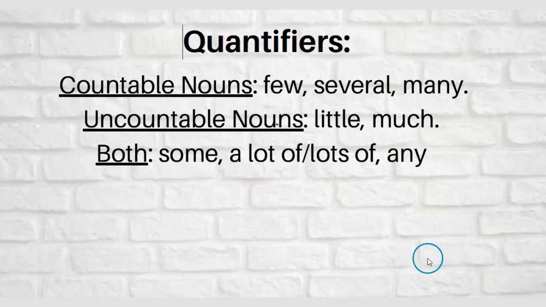Let us look at quantifiers now. Quantifiers give us an estimate of the quantity of something. They tell us if something is less or more, or something is in moderation. They will not tell us the exact number or the exact weight. They will give us an estimate and a vague idea.